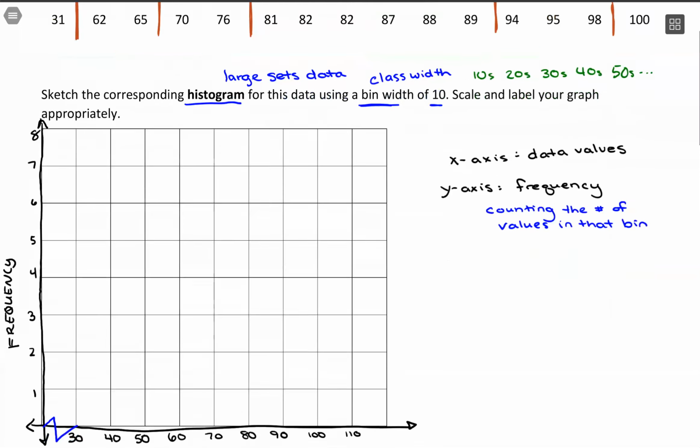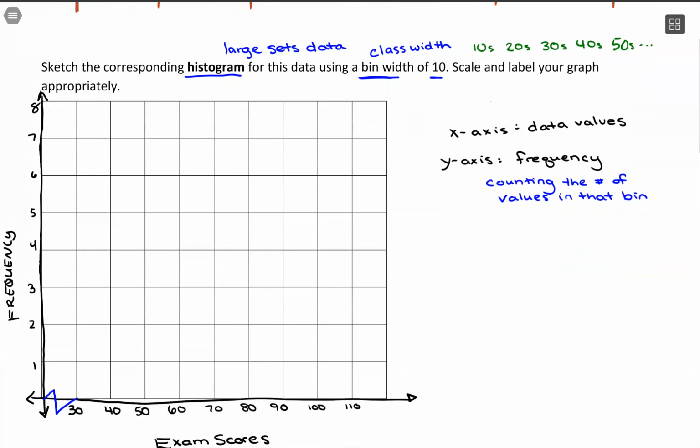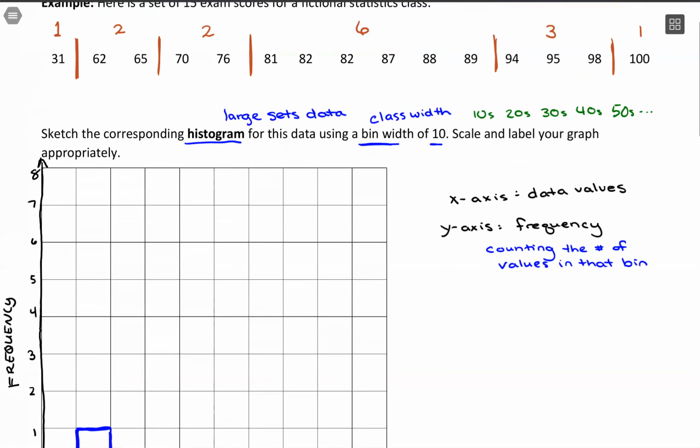So making my graph down here, for the 30s I have 1 data value. So how I'm going to graph that is I'll have a bar that goes between 30 and 40, and it's going to have a height of 1 to represent that 1 data value that's landing between 30 and 40. 40 to 50, nothing, so we aren't going to graph anything there. Same thing, 50 to 60, that'll be blank as well.